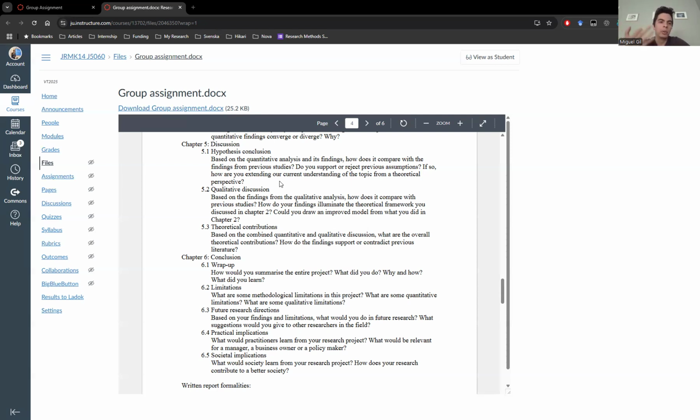And finally, the third possibility in this 5.1, the quant discussion, is that instead of supporting or rejecting, you just have mixed findings. One model says support, another says reject. So you have an inconclusive conclusion. If that is the case, I think the overall analysis is that the relationship that you wanted to test is more complex than what you thought.